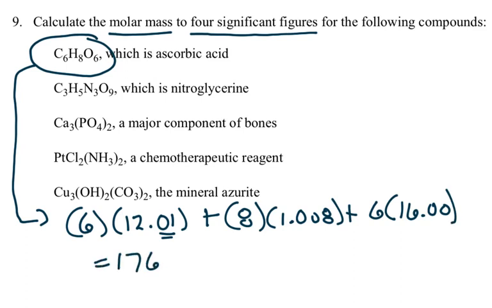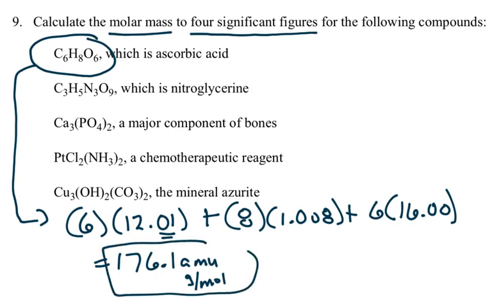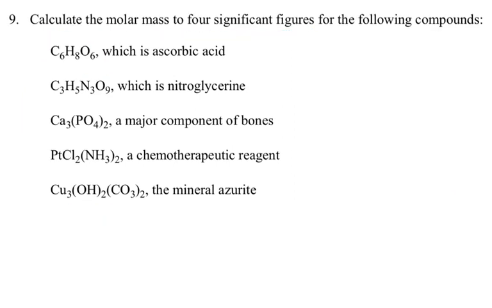Equals 176.1. Now, it could be AMUs. It could be grams per mole. There's all sorts of units you're going to see here. They're all the same. All right? It could be Daltons. That's a biochem thing, but still, it happens, okay? That's the first one. Moving right along.